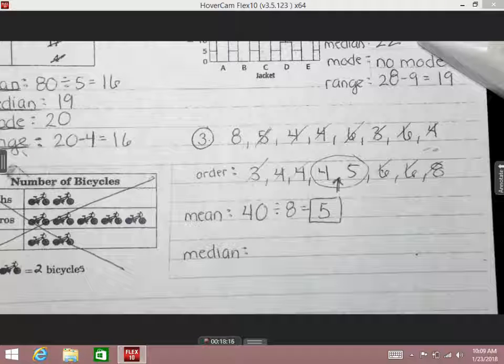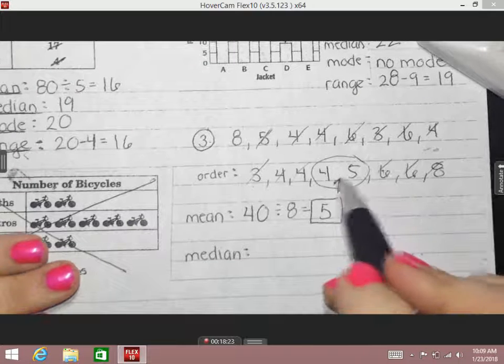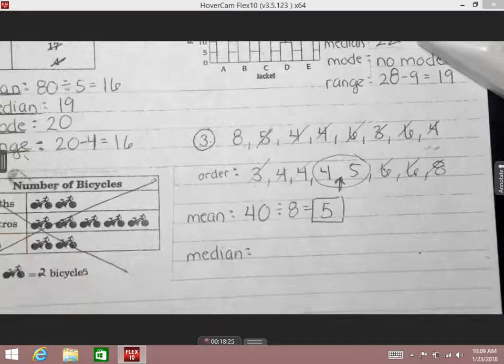Now, hopefully, you can logically figure that out, but I'm going to show you the mathematical way to do it, okay? So what we're going to do is we're going to take my 2 numbers and we're going to add them together. We're going to find the mean of them. So we add and divide.